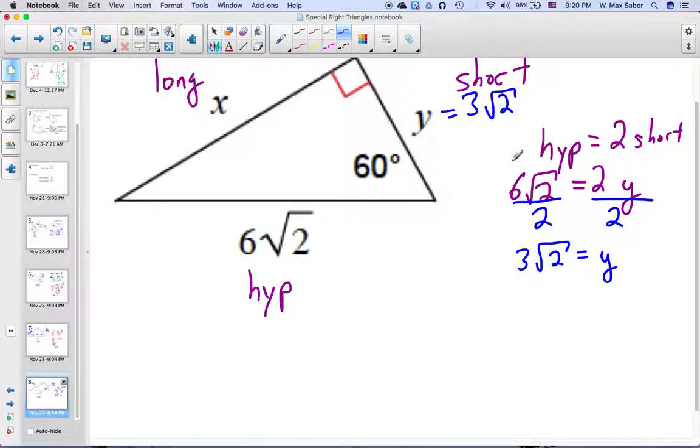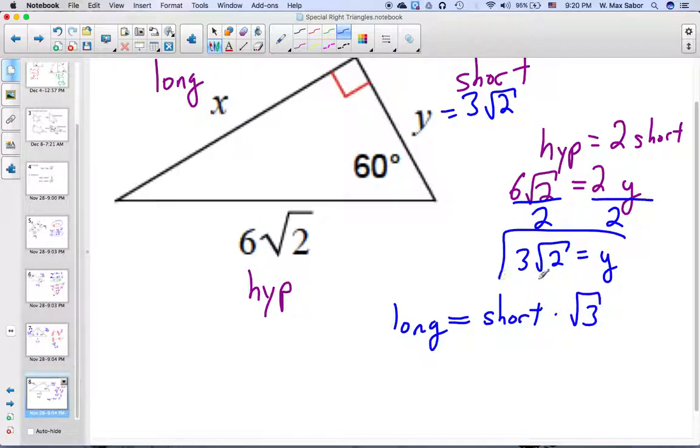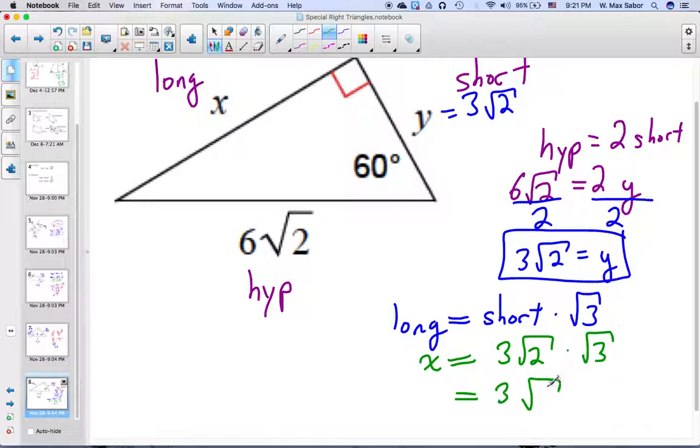The other rule for a 30, 60, 90 is that the long side is the short side times square root of 3. So from this rule, we can say the long side was x, the short side was 3 square roots of 2, and then we're multiplying by square root of 3. Square root of 2 times square root of 3 is the square root of 6. So the long side will be 3 square roots of 6. And that's how we can calculate with special right triangles.